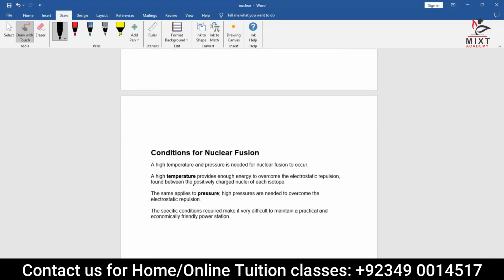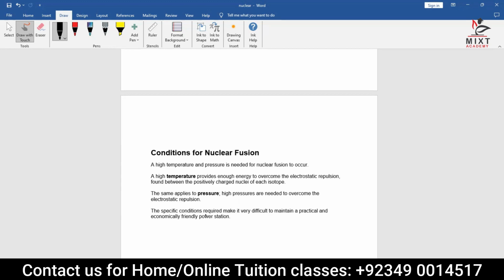As I just told you the conditions. Very high temperature and pressure is needed for the nuclear fusion reaction to occur. A high temperature provides enough energy to overcome the electrostatic repulsion between the positively charged nucleus of each isotope. The same applies to pressure. High pressure is needed to overcome the electrostatic repulsion.